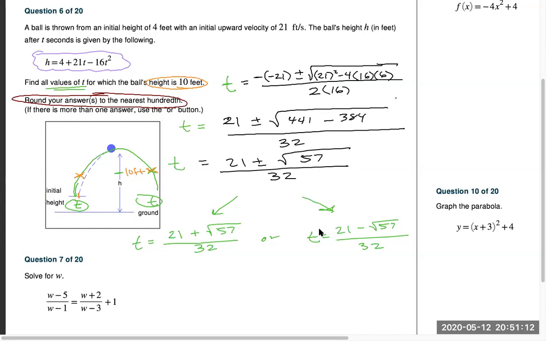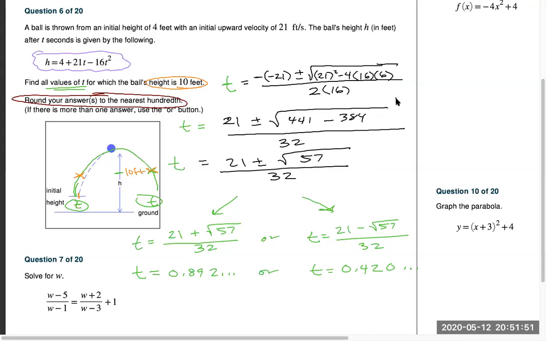Okay, so 21 plus square root 57 divided by 32. That gives 0.892 and some change, or go back, change that to a minus, 0.420 and some change.